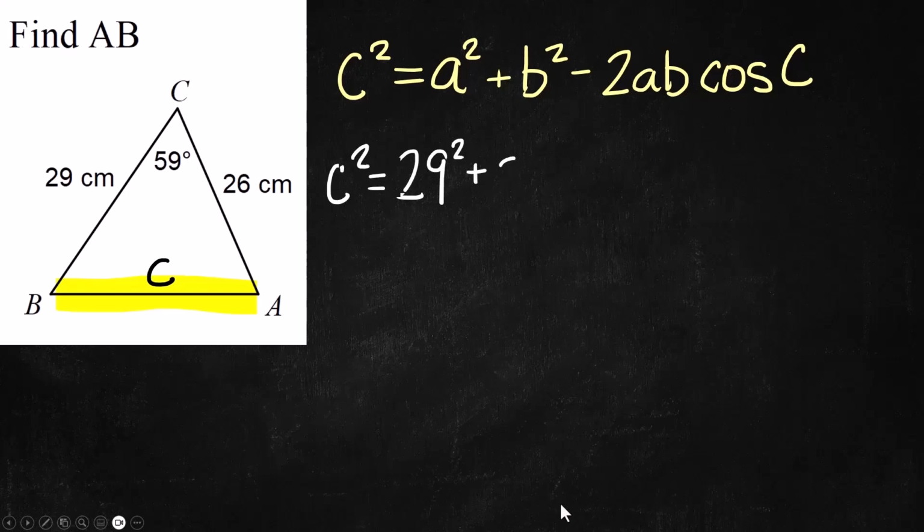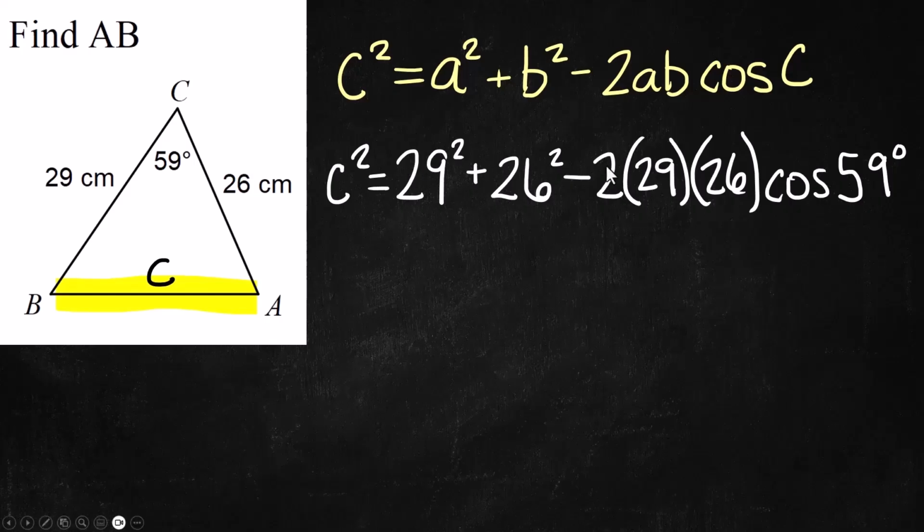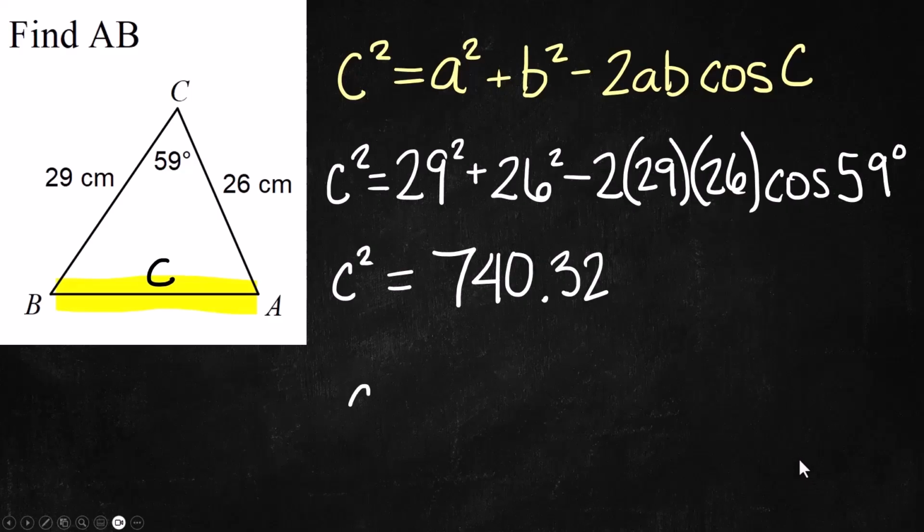So let's just pop in all the parts. And since everything over here is a number, I can just do the math and come up with C squared equals this number. And now I just need to take the square root of that. C equals 27.2. Put a box on it.